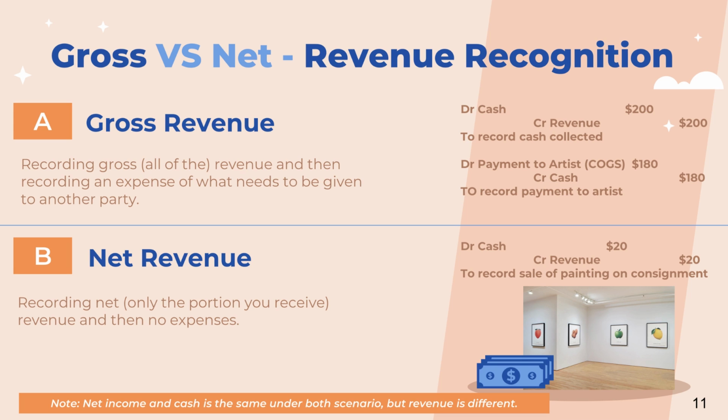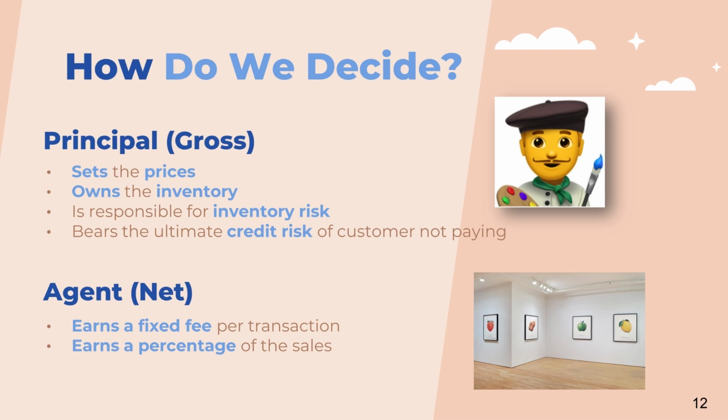So if we were the art gallery, how do we know which method is correct? Should we use the gross method or net method to record revenue? Good thing the accounting standards give us some guidance on how to account for things using the gross method or net method. In the handbook, the party that's recording the revenue on a gross basis is called the principal, and the party that's recording the revenue on a net basis is called an agent.